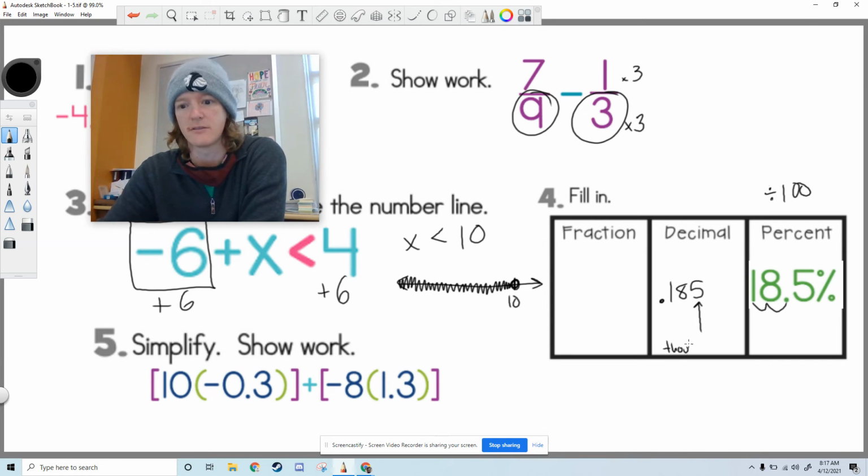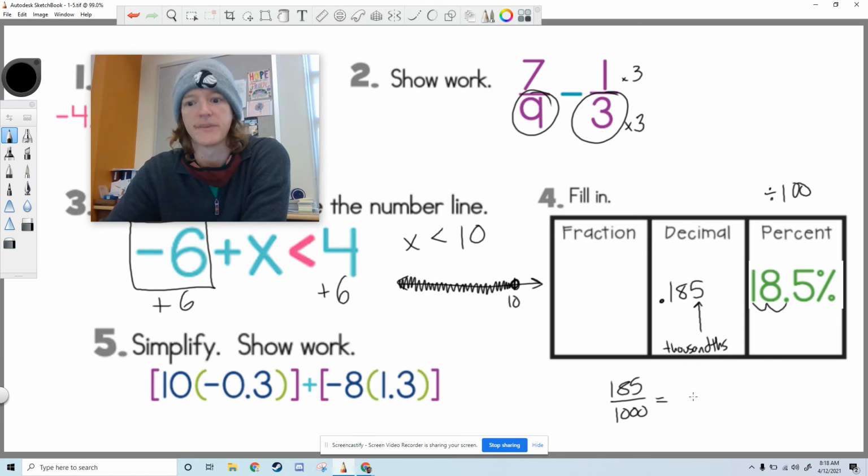And then to go to a fraction, well, we just look at our last place. This is the thousandths place. So this is 185 over 1,000. Now we can reduce this. We can probably reduce this a few times.